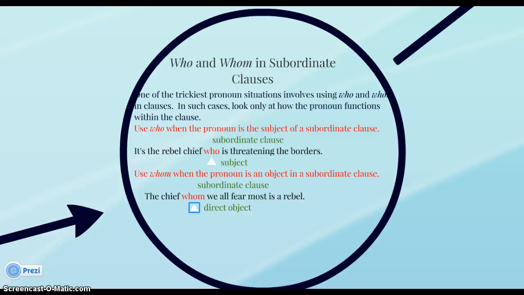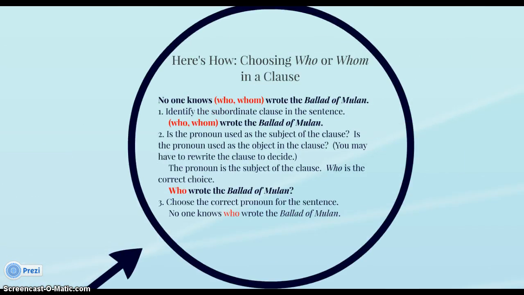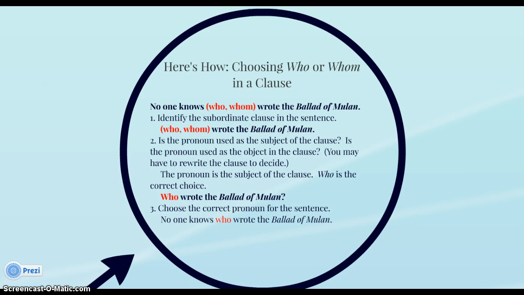You use whom when the pronoun is an object in a subordinate clause. So here's our subordinate clause. Whom we all fear most. If the pronoun is an object and not the subject, we're going to use the word whom. Here's how to figure out what to do. Let's look at our example.